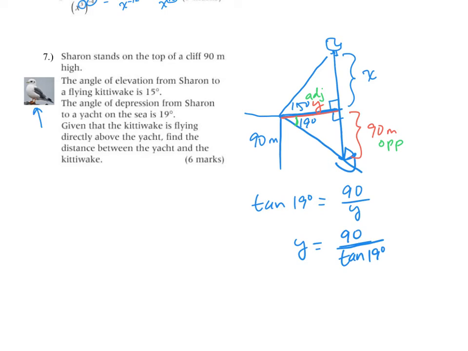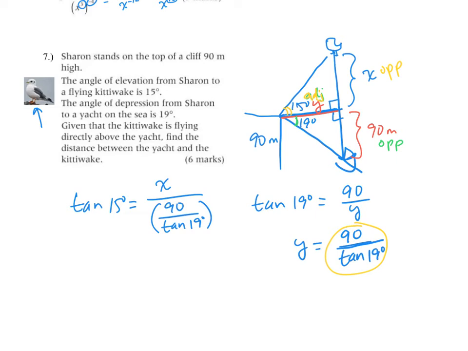So now if we go to the top triangle and look at this 15-degree angle, with respect to the 15-degree angle, x is the opposite, and y, which is, remember, y is 90 divided by tangent of 19, that is the adjacent side, okay? So opposite, adjacent, so that's going to be tangent again. So let's find x by taking the tangent of a 15-degree angle is equal to the opposite, which is x, over the adjacent, which was 90 over tangent of 19 degrees, okay?